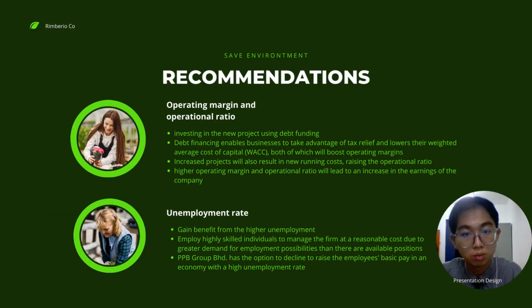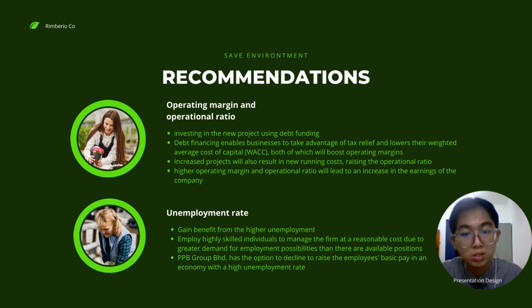In my opinion, there are some recommendations to improve PBB Group Berhad's annual profit. First and foremost, on the operating margin and operational ratio side, they can invest in new projects using debt funding. This is because debt funding enables the business to take advantage of tax relief and lower their WACC, both of which will boost the operating margin. The increased projects will also result in new running costs, which will raise the operational ratio. Then the higher operating margin and operational ratio will lead to an increase in the earnings of the company.